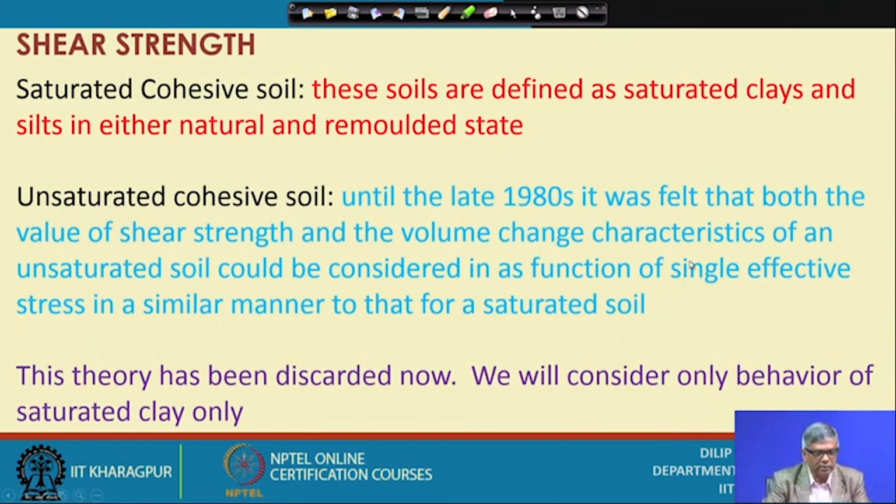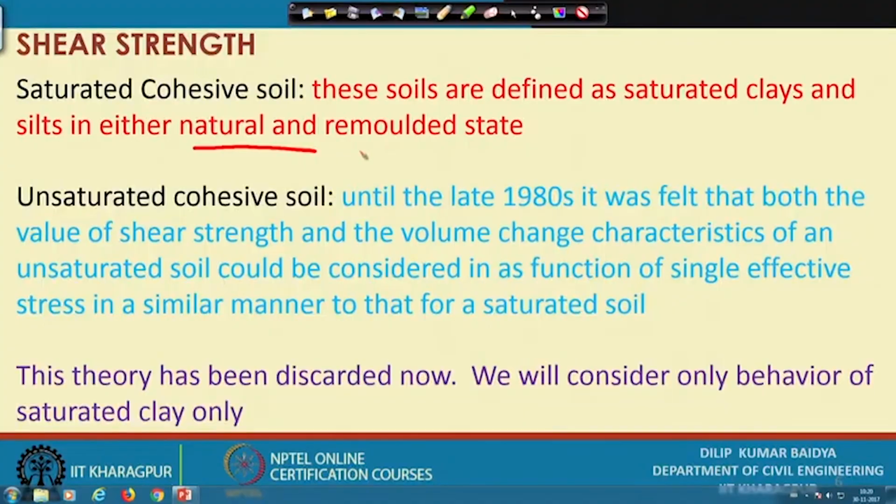And next, saturated cohesive soil. This basically defines saturated clays, particularly in the direct shear test. We consider the saturated condition, whether it is natural or remolded, we try to make it saturated. If it is not saturated, we will try to saturate it before shear. And then unsaturated cohesive soil.